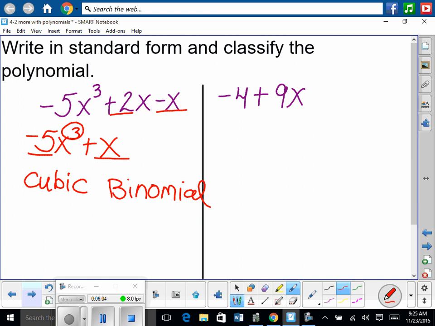Okay, this one, negative 4 plus 9x. Is it in standard form? Nope. We got to put it in standard form. So it should be 9x minus 4, right? Polynomial. And it is a binomial. What's the first name? Linear. Good. Linear binomial.